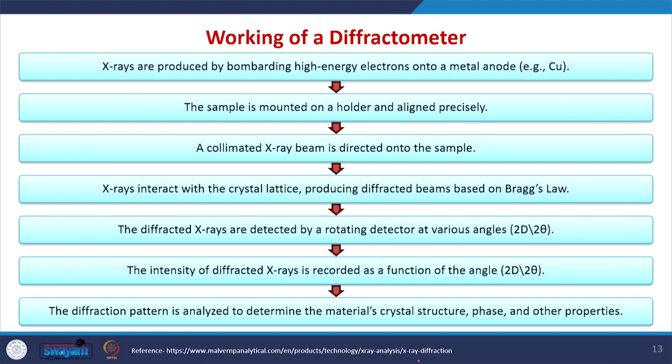Let us see how the diffractometer works. So, here the X-rays are produced by bombarding high energy electrons onto a metal anode, that is we can use copper or molybdenum as I told earlier. The sample is mounted on a holder and aligned precisely. Then a collimated X-ray beam is directed onto the sample. The X-rays interact with the crystal lattice, producing diffracted beams based on Bragg's law. The diffracted X-rays are detected by a rotating detector at various angles. The intensity of the diffracted X-rays is recorded as a function of the angle. Then the diffraction pattern is analyzed to determine the material's crystal structure, phase and other properties.